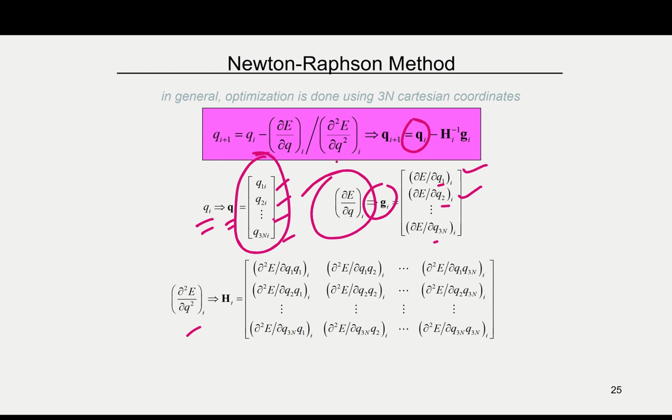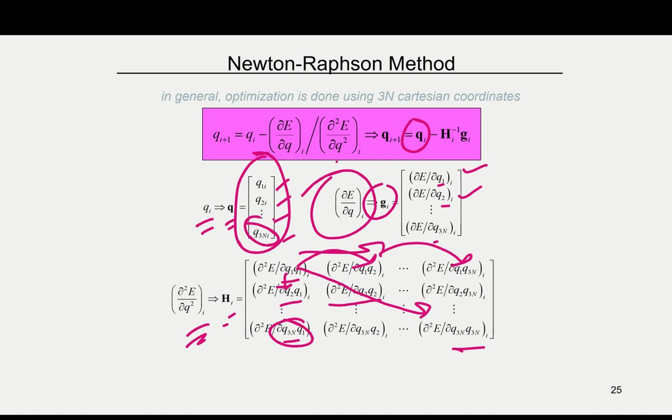Now the second derivative is equal to this one: q_1 q_1, q_2 q_1, up to q_3N q_1. You can see this is 3N and 3N, these are the same. When you move towards this one, it becomes 2 in here, and in here it will become 2, and then go to 3N. So if you come diagonally like this, you will find q_1 q_1, q_2 q_2, and q_3N q_3N. This is how you have to follow.